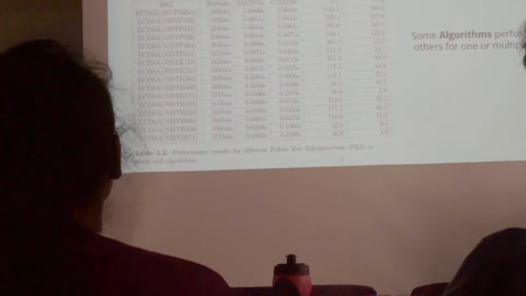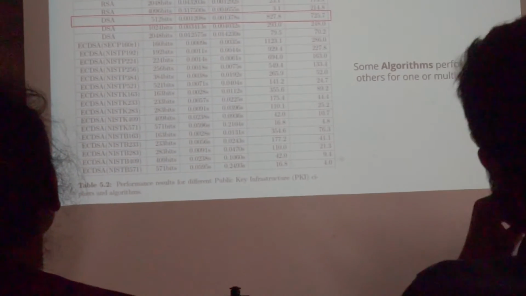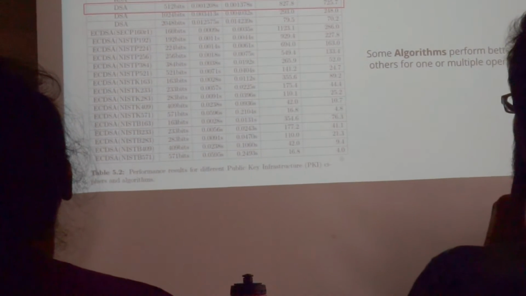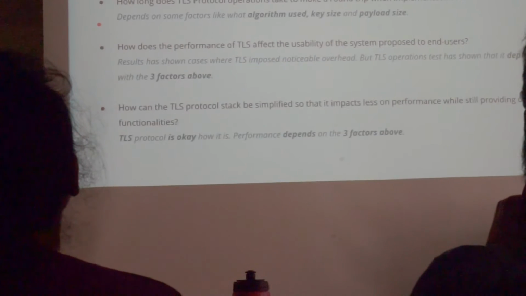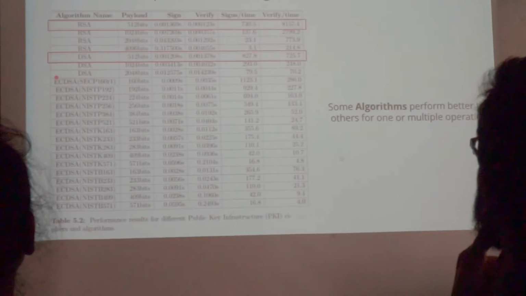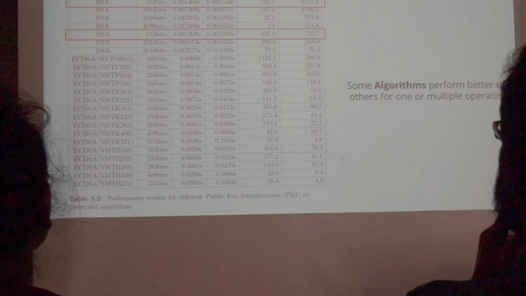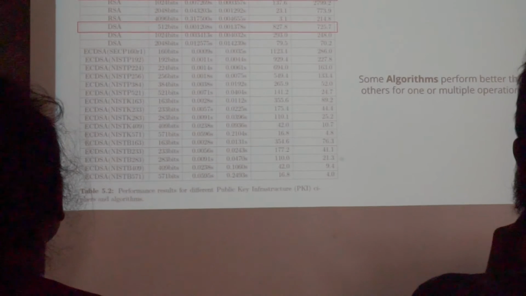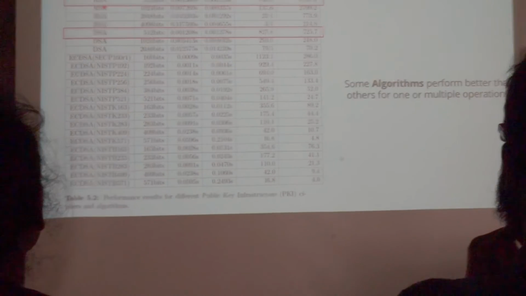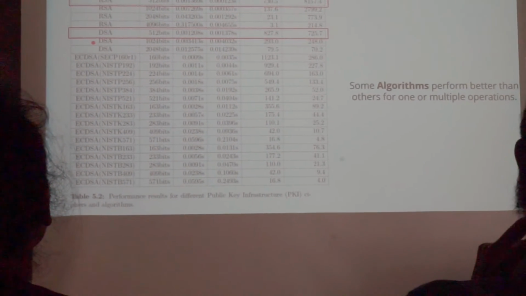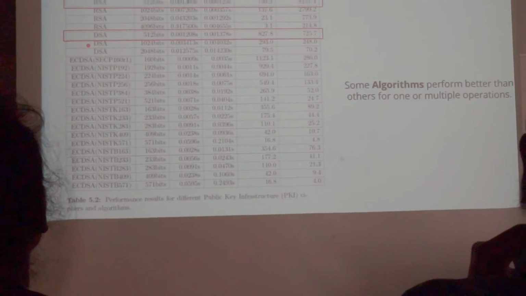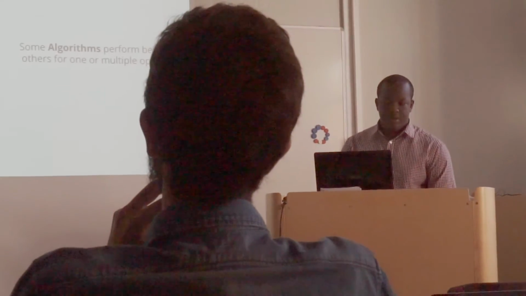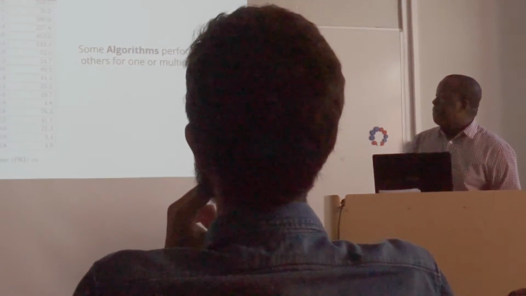The third one was that some algorithms perform better than others. For example, here you can see RSA and DSA. These are two different algorithms which have been used with TLS. In some cases, with the same payload size, RSA performs better and DSA performs worse. In some cases, DSA, for example, in doing the signing, was much better than RSA.